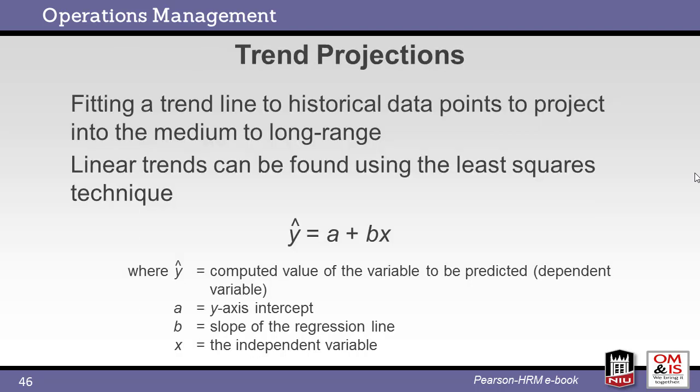We recall from our earlier discussion, trends follow a straight line and are used to project medium to long-range changes in demand. Since the trend follows a straight line, we start by understanding the formula for a line, which is shown here. The dependent variable to be predicted equals the sum of the y-axis intercept and the product of the independent variable and the slope of the line.